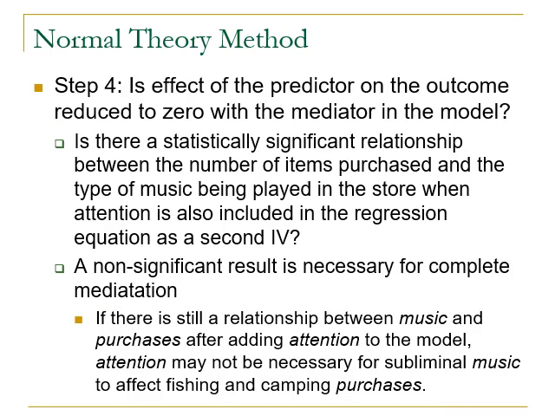Step 4 is the big one. Do we actually have mediation? Is the effect of the predictor on the outcome reduced to 0, or significantly reduced, with the mediator in the model? Is there a statistically significant relationship between the number of items purchased and the type of music played in the store when attention is also included in the regression equation as a second IV?